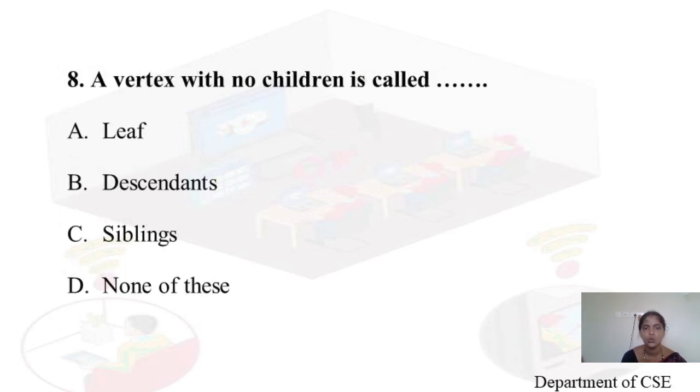A vertex with no children is called what? Is it leaf, descendants, siblings, or none of these? A vertex with no children is termed a leaf.